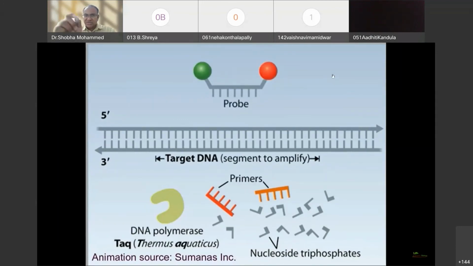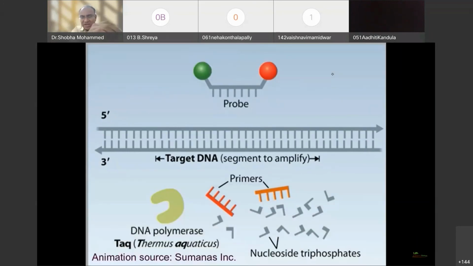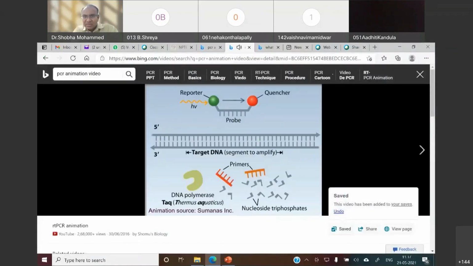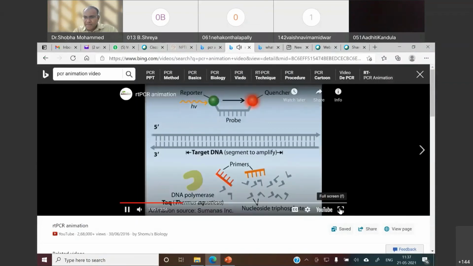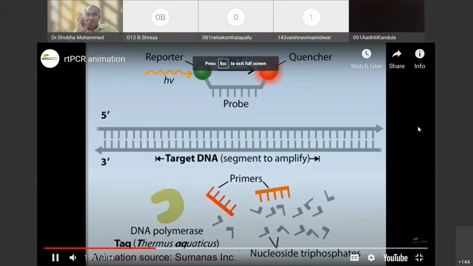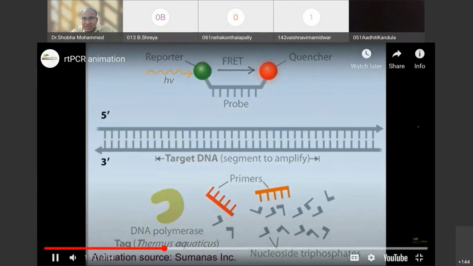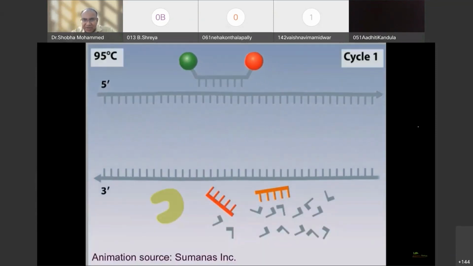Here, this we call a probe. So we are going to use the probe. It will have 2 ends. We call one the reporter end, and then the quencher. The quencher has a dye. This is the reporter dye. The 3' end will have the quencher dye in the probe. Fluorescent emission transfer: whenever it is being hit by the light, this will come and bind it here. You see here.